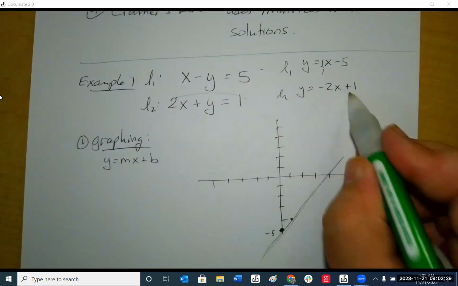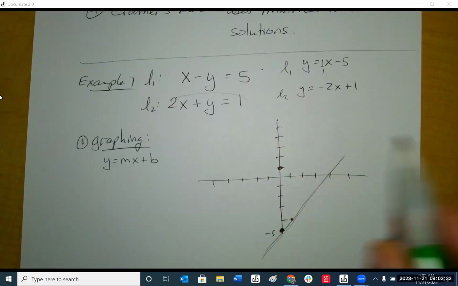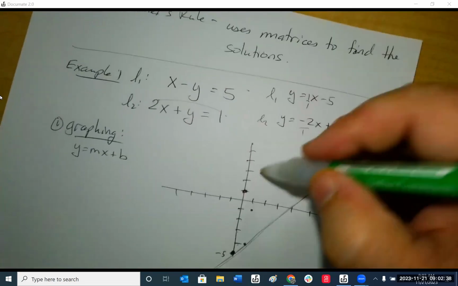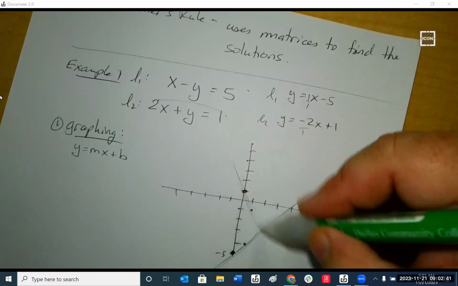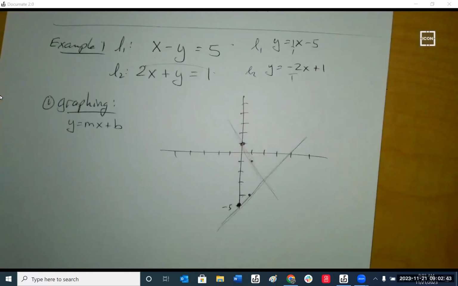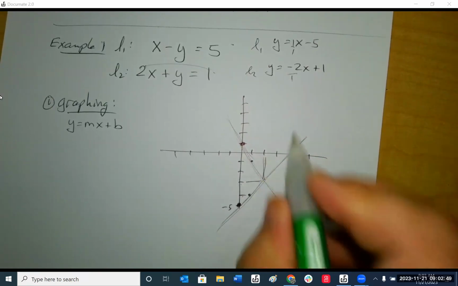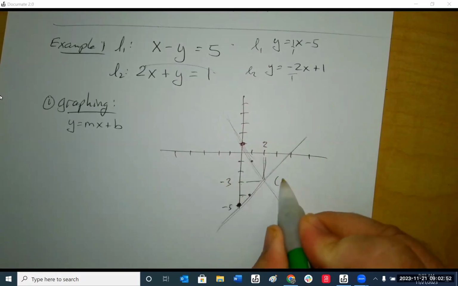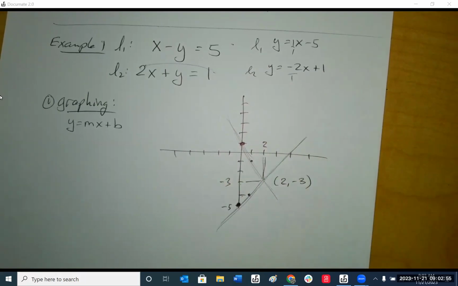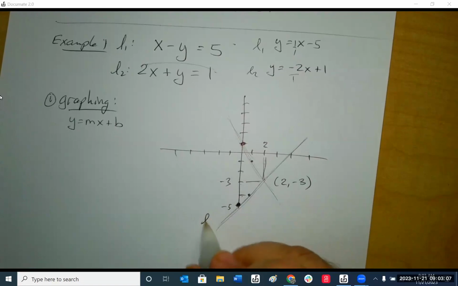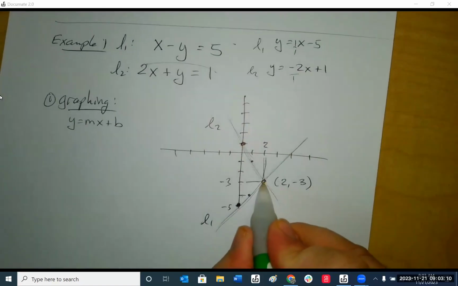Line 2, its y-intercept is positive 1. Slope is down 2 over 1. So we're estimating that where this line intersects is going to be at 2, -3. What I'm saying is, if these spaces aren't equal, you'll have a different graph. So this is line 1, this was line 2. Where they intersect is my solution.